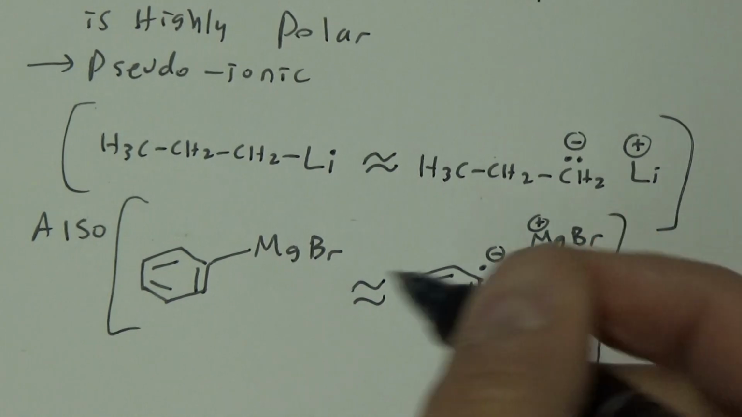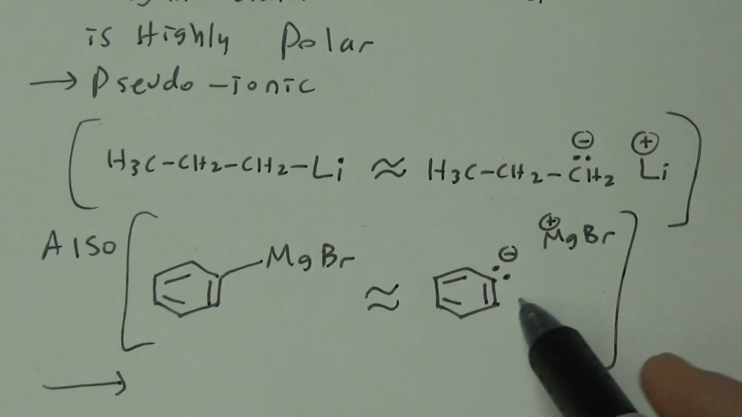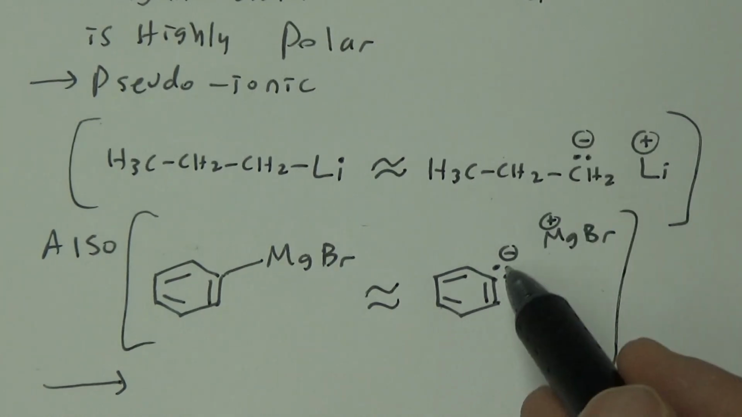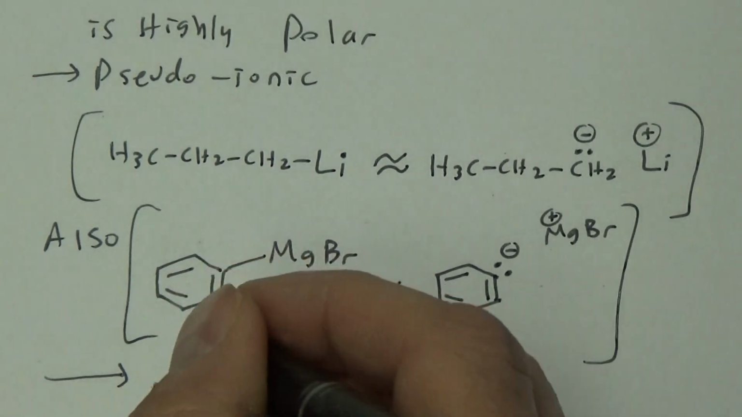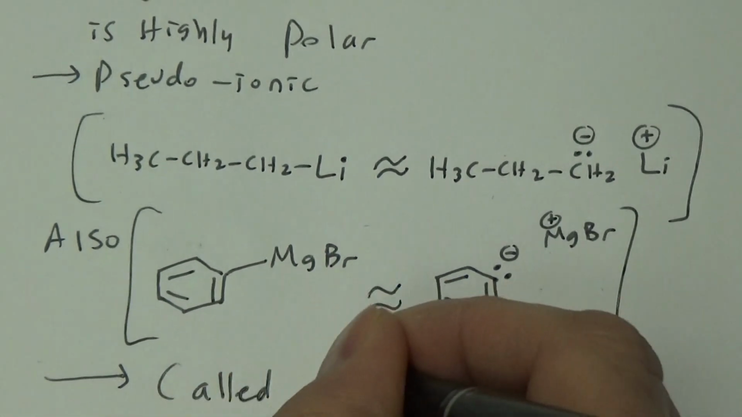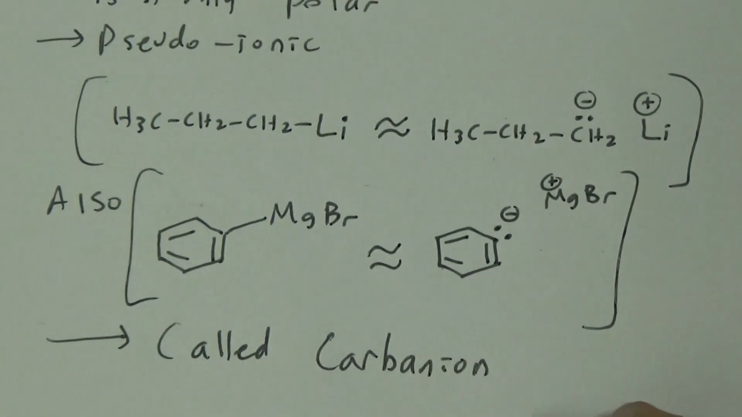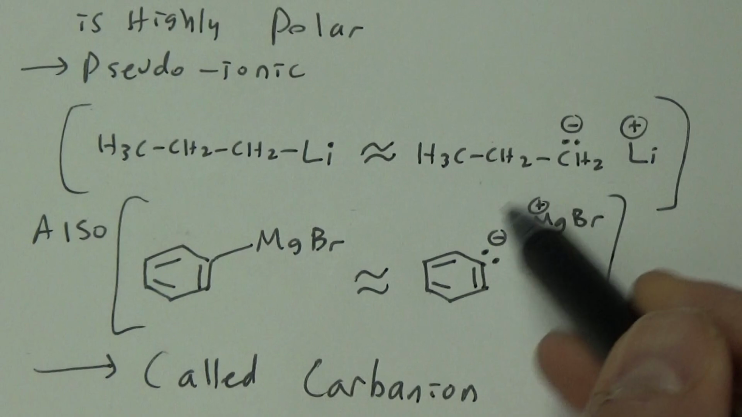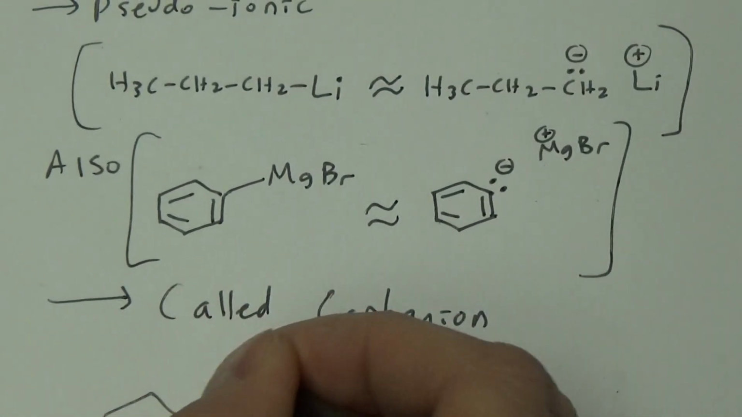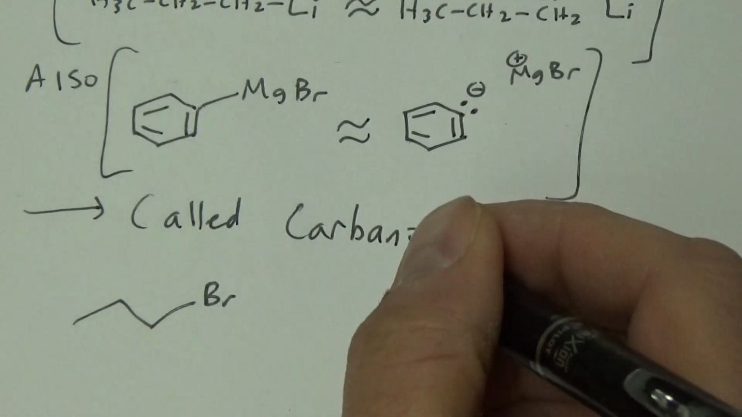And this is called, so what do you think it's called? Is this a carbocation or what? It's not a carbocation. It's a carbanion. We call it carbanion because it's more anionic, right? It's negatively charged, right?